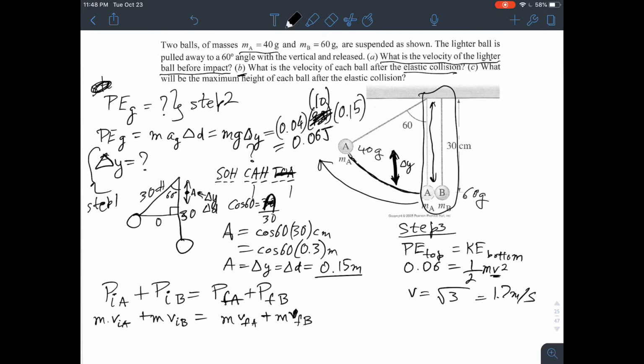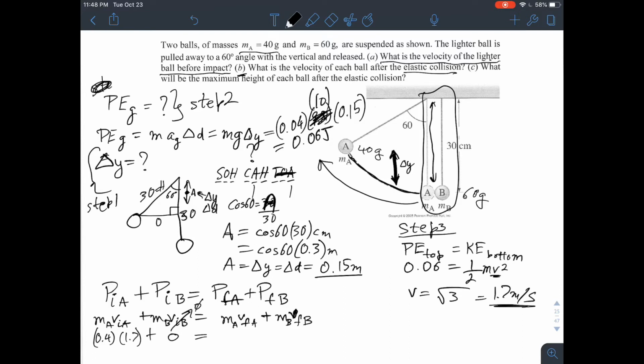And the mass of A and B does not change before the collision or after the collision. So there's no initial or final corresponding to that. So 0.4, just substitute, and we just found the initial velocity of ball A was right here, 1.7, plus, ball B wasn't moving, so it's 0. 0 multiplied by mass is also 0.